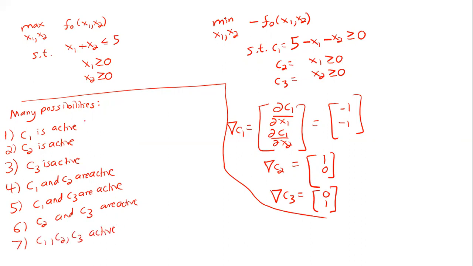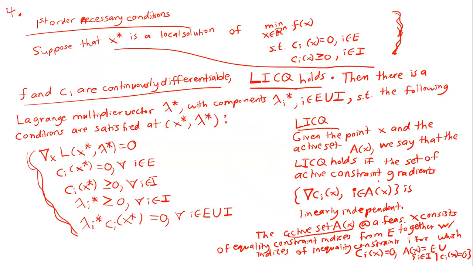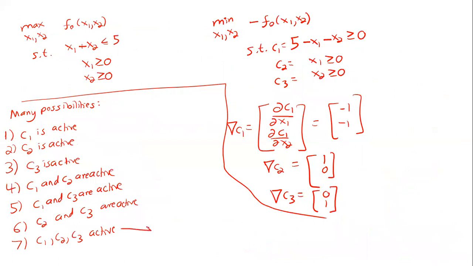Okay, so then we need to go through and say, regardless of which possibility it is, are all of my active constraint gradients going to be linearly independent? So first, let's handle this one down here. Note that if C1 and C2 are active, that means that these two constraints are satisfied with equality. So this would mean that x1 is equal to 0 and x2 is equal to 0.